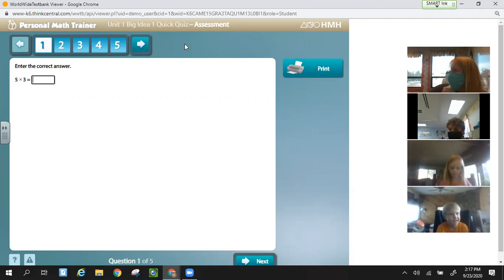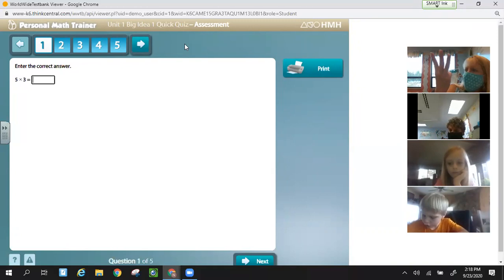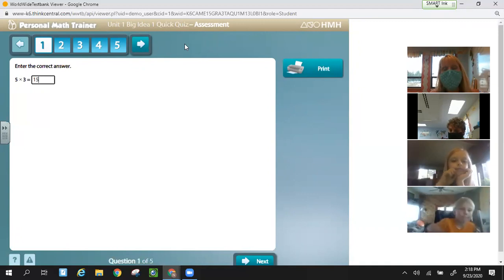Go ahead and write it on your board real quick and hold it up. 5 times 3, what would we write? Bird, what do you think? She says 15. If you agree, give a thumbs up. If you disagree, let's talk about it. So when I see a factor of 5, I know I'm going to count by 5. So I take my 3 fingers and I count by 5s, right? 5, 10, 15. You should have gotten 15. So I would type in 15.